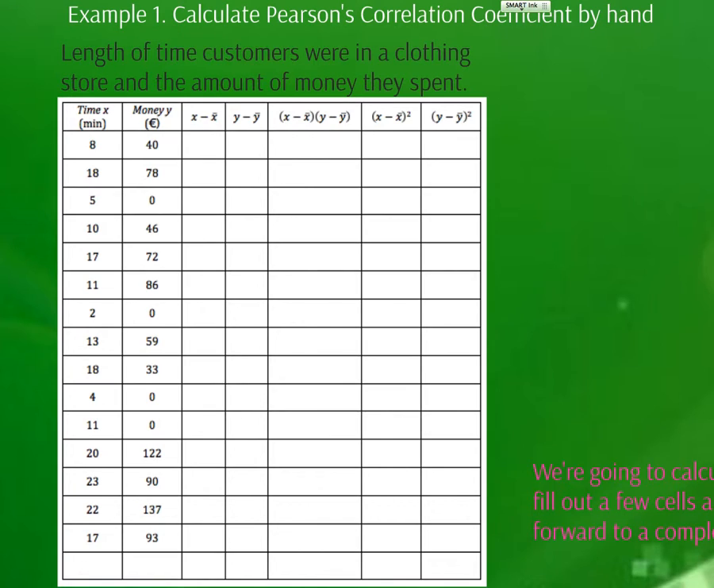I don't care if you change the order of your columns or anything. I'm just using what was suggested in the book. Then they have a column for the product of both of those differences. So once you do these subtractions, you multiply these two and end up with this column in the middle, that product. You need X minus X bar squared for a column and Y minus Y bar squared for a column.